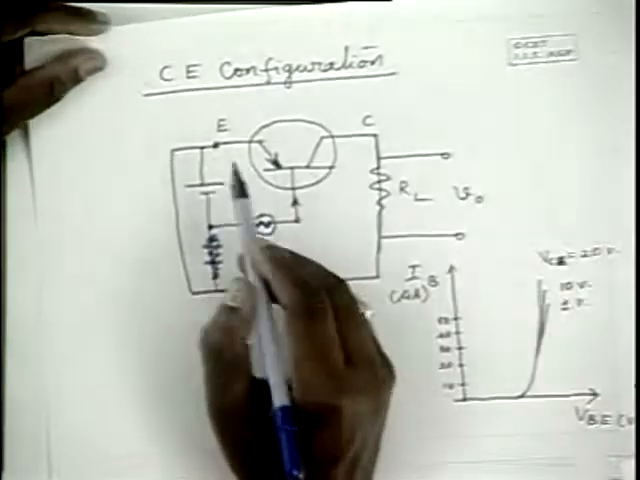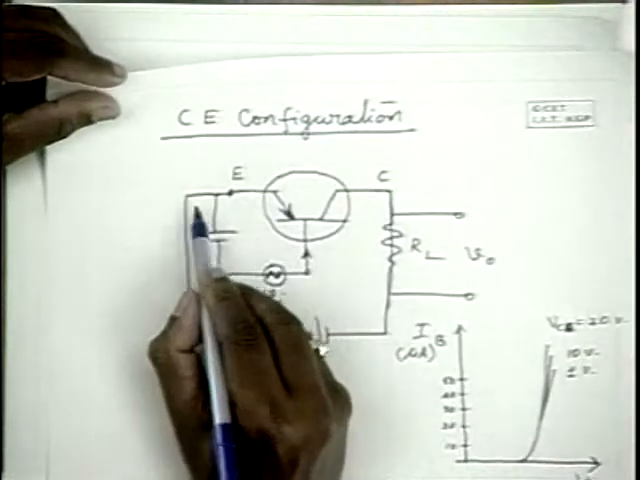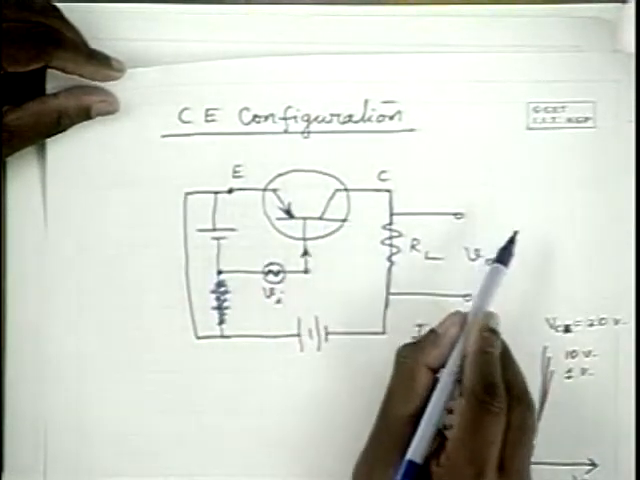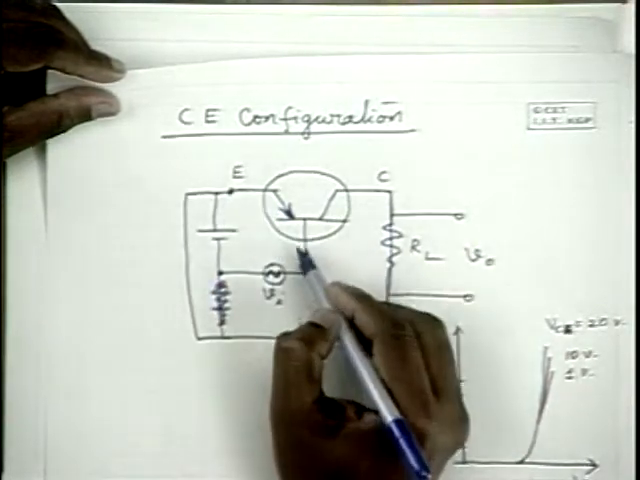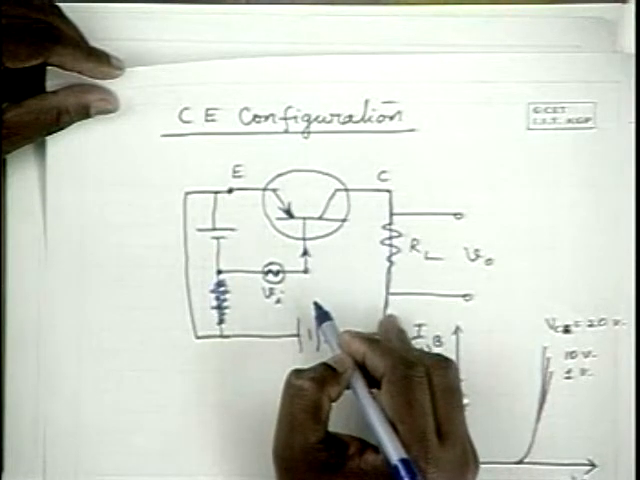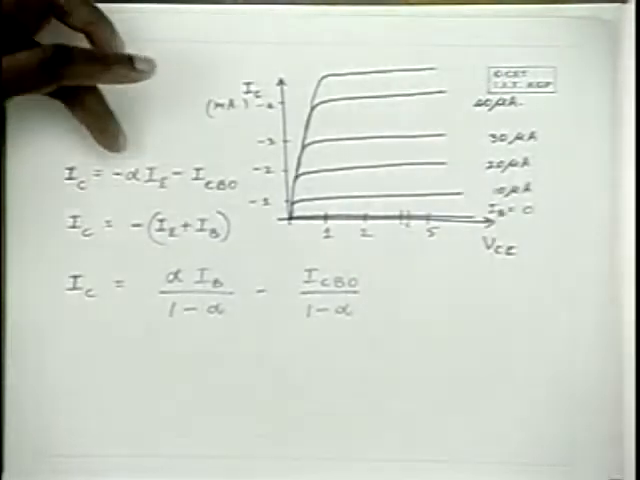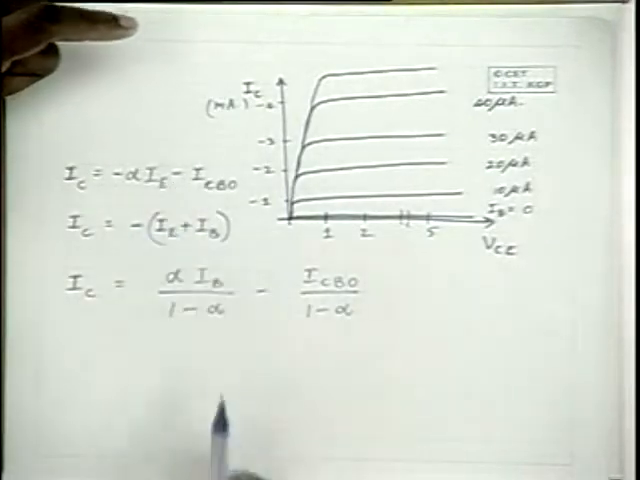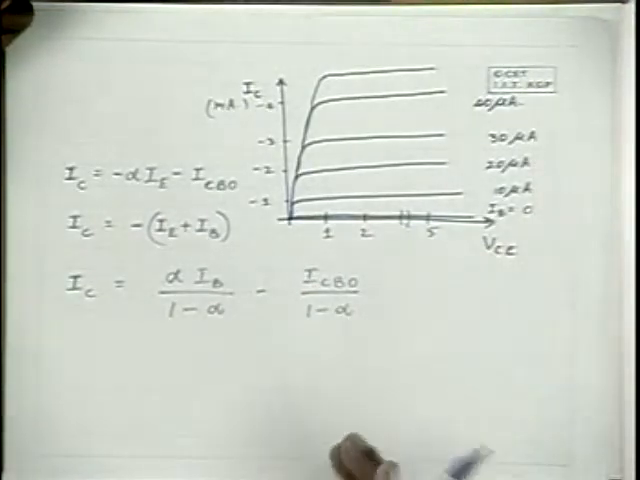And we also know that alpha times the IE, which goes into the transistor, goes out of the collector, and only 1 minus alpha times this goes out as the base current. So this is the expression for that, and substituting this in this expression, you will find an expression for the collector current in this form.